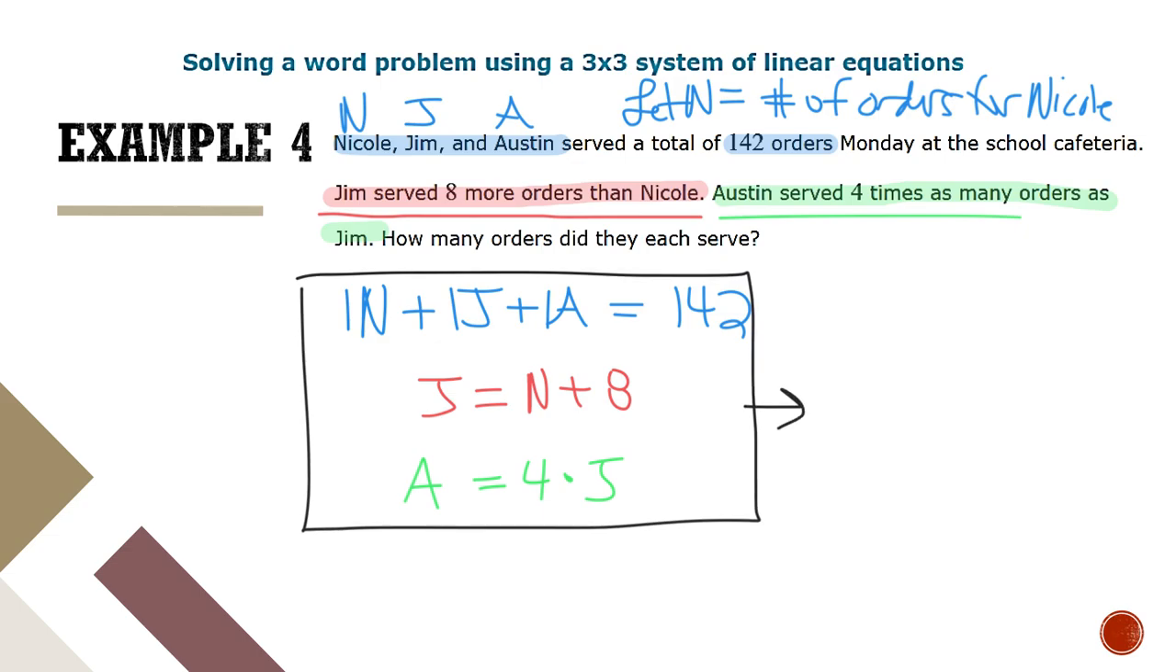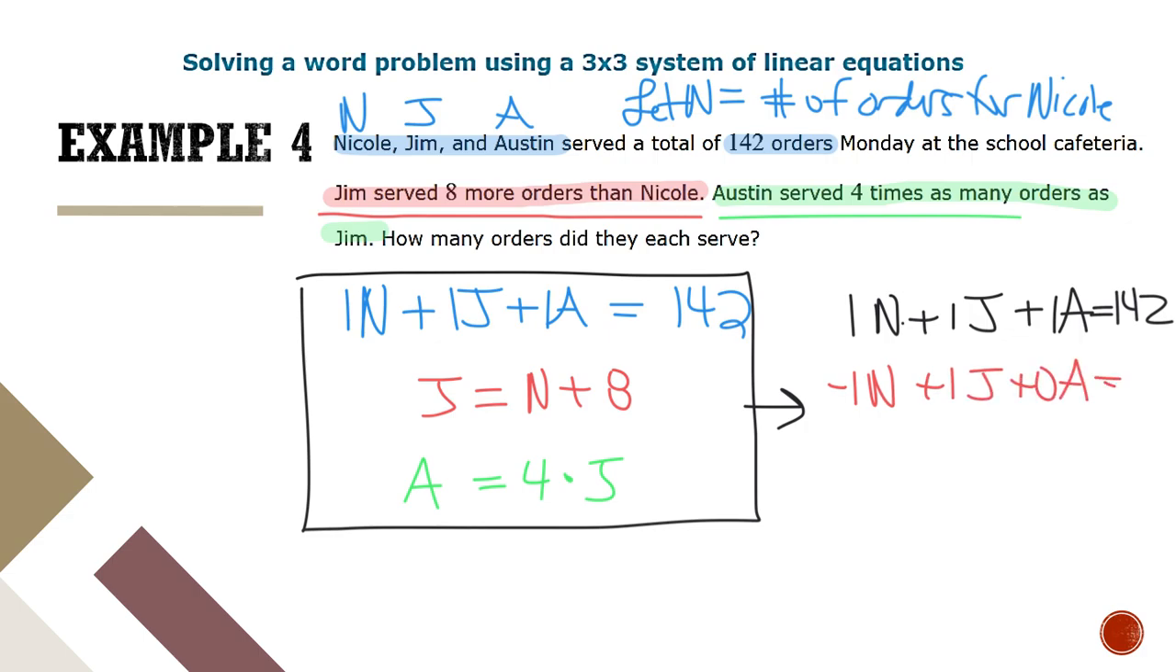So I'm going to say 1n plus 1j plus 1a is actually 142. Now if I subtract the n over, but leave the 8 over here, we have negative 1n, plus 1j, and then plus 0a's. There's no a's, and that's still equal to 8.